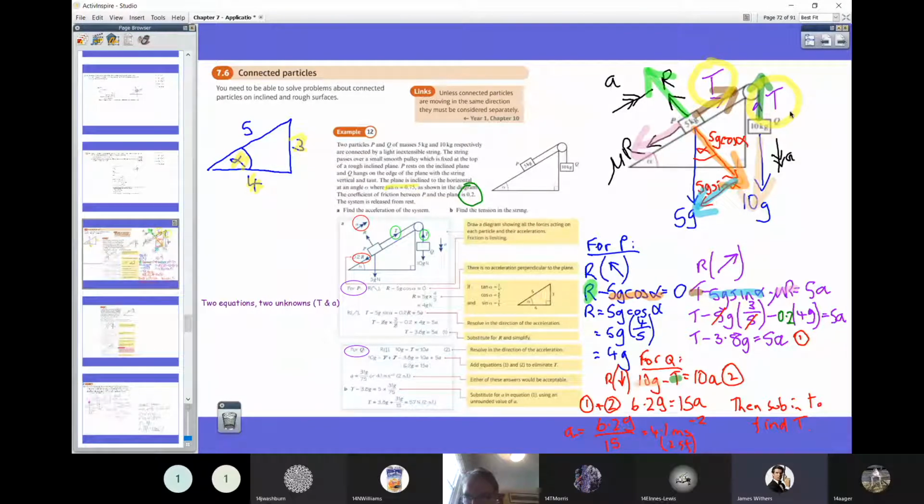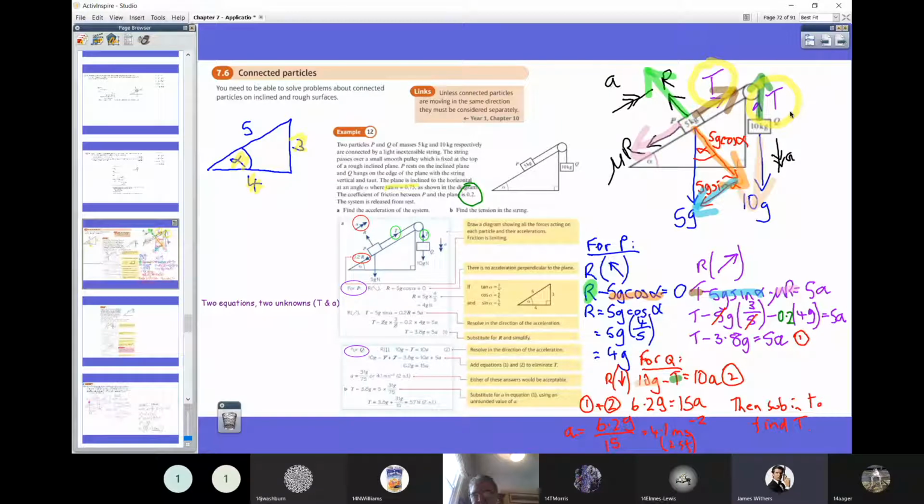And then we've substituted in what r is from when we resolved perpendicular to the plane, and that's allowed us to get an equation with T and a in it. Obviously we know g, 9.8. So with T and a, we then move over to looking at Q in isolation.